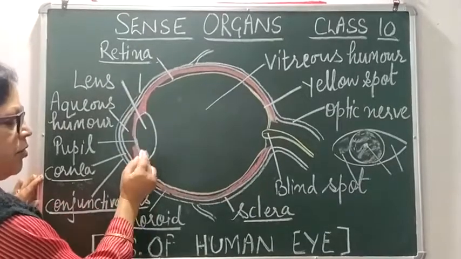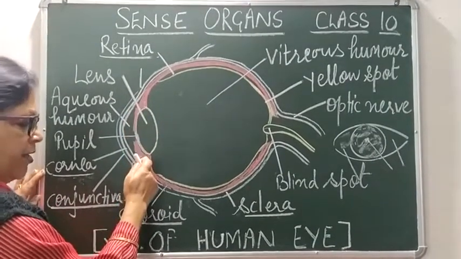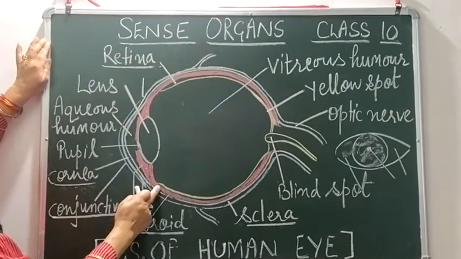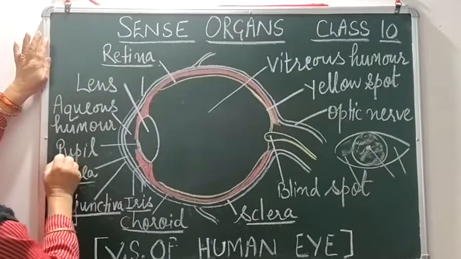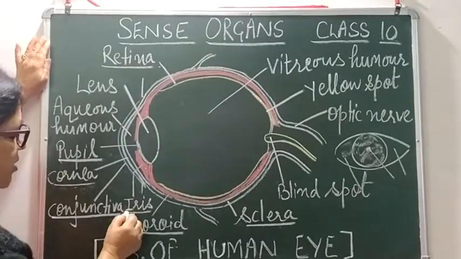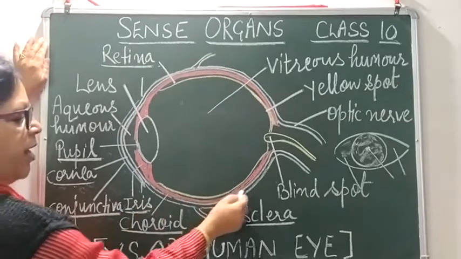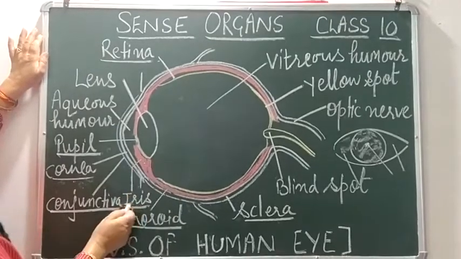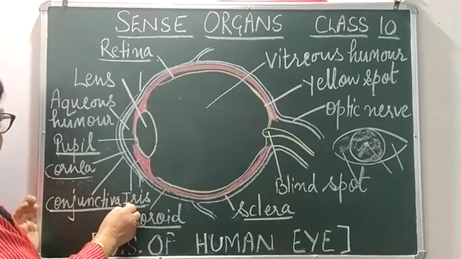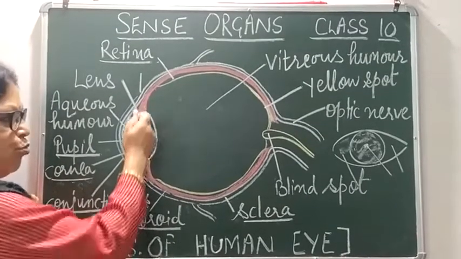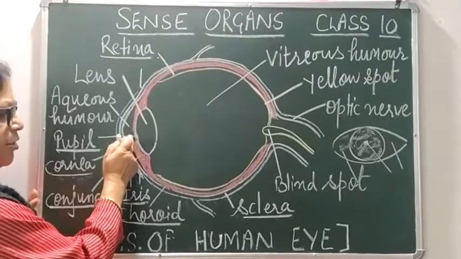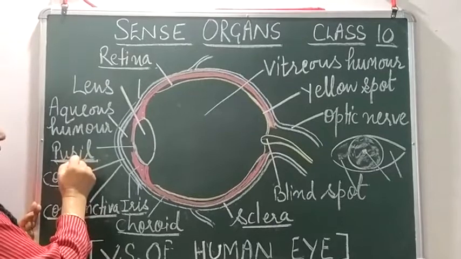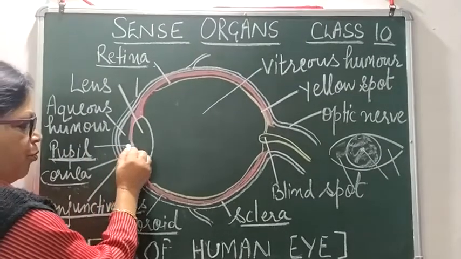And it will cover the lens but leave a little space. This little space left by the iris is called the pupil. So the iris is the colored part of the eye, and it is made from the choroid. The choroid in front of the eye expands and forms the iris. The iris almost covers the lens, but leaves a little space called the pupil.